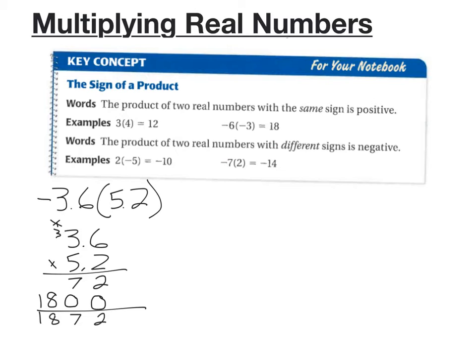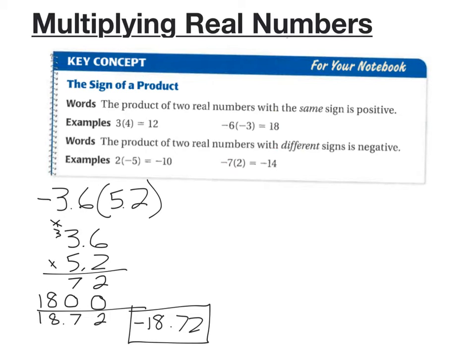Now to figure out where the decimal goes, we have to look at the total number of decimal places in the problem. I have one decimal place in 3.6. There's one in 5.2. So because I have two decimal places in the problem, my answer also has to have two decimal places, 18.72. And remember I said my answer was going to be negative, so I'm going to write negative 18.72 and put a box around it to show that it's my final answer.